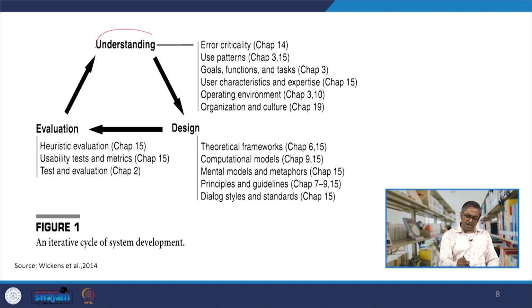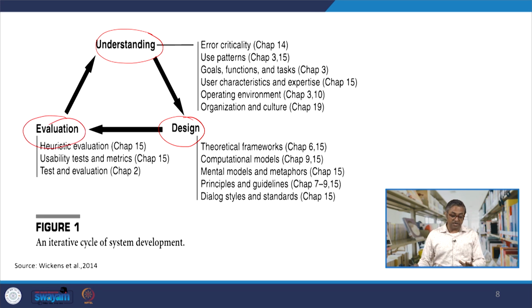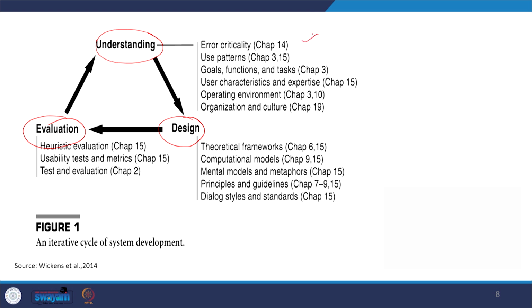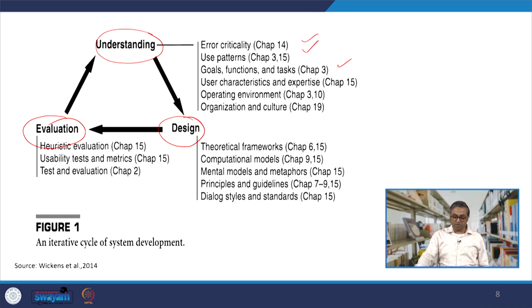Now, we can combine these three parameters together, and you can see it is cyclic in nature, which means once you understand the criticality of the error, why the error has occurred, what is the underlying cause of the error, you use the patterns, you use the goals, different functions, different tasks will be understood, will be analyzed, will be investigated, user characteristics and expertise, in which environment it is being applied, organization and culture.